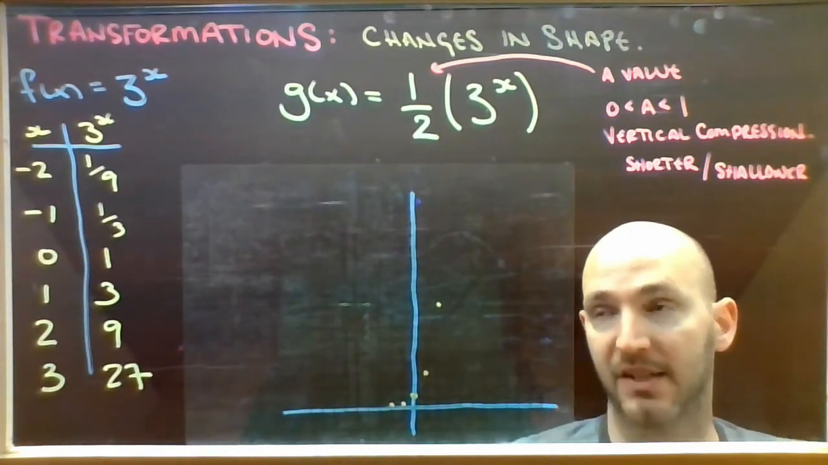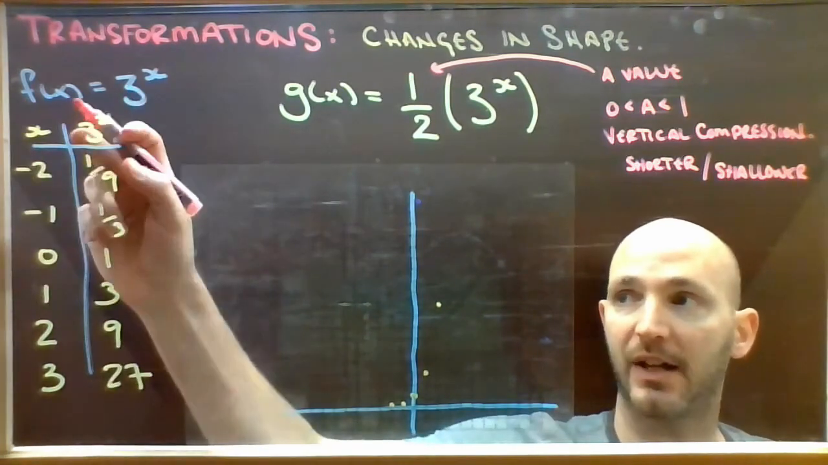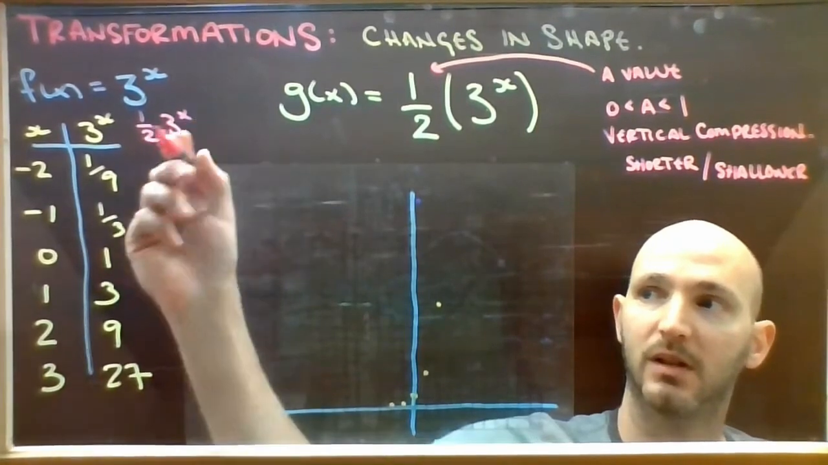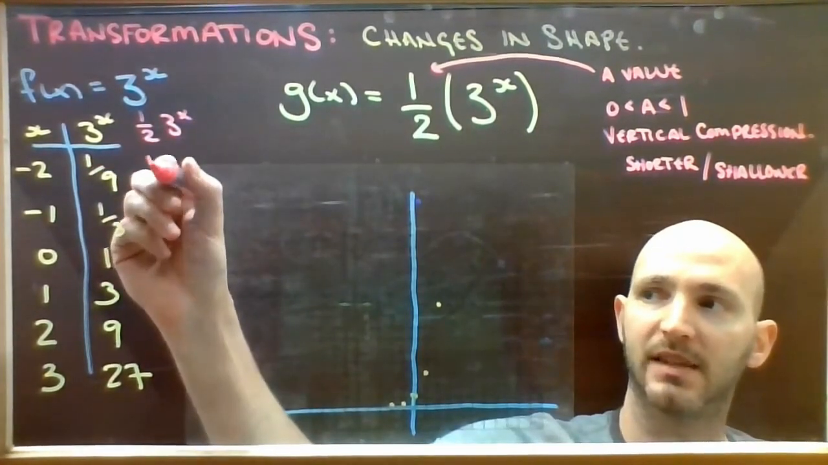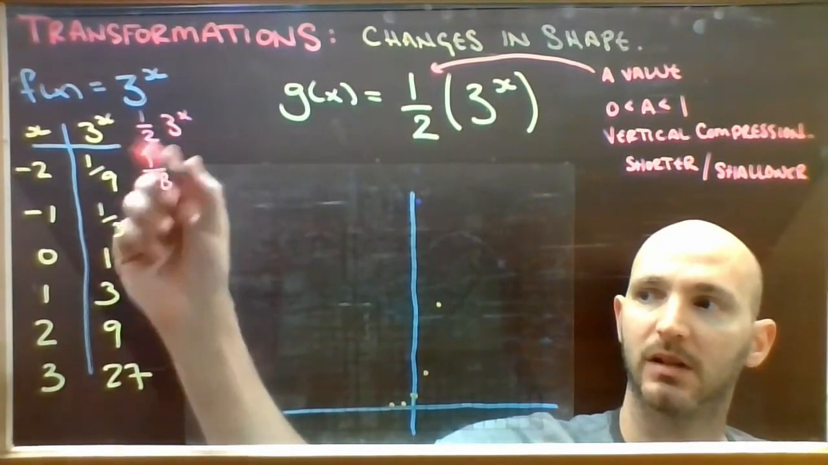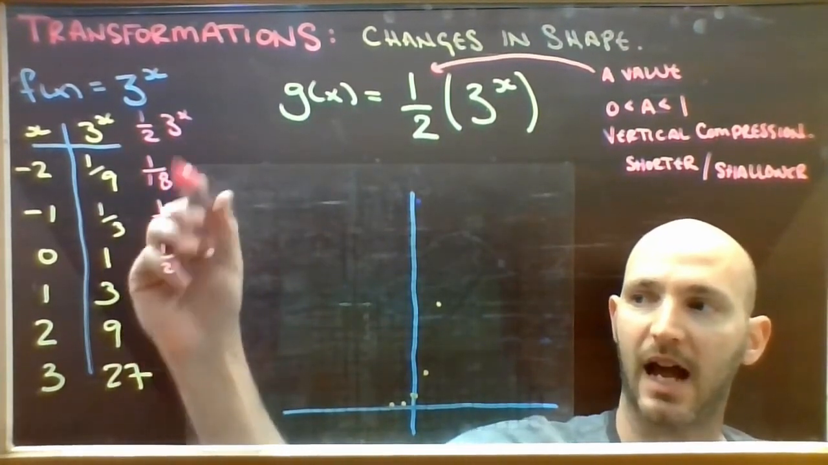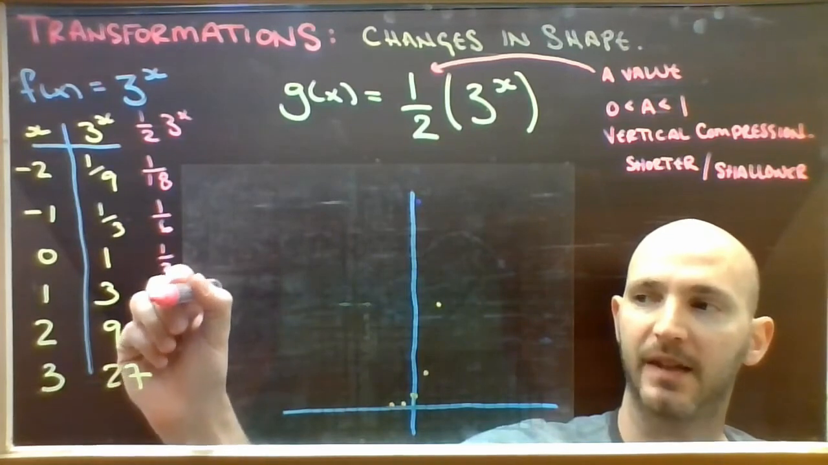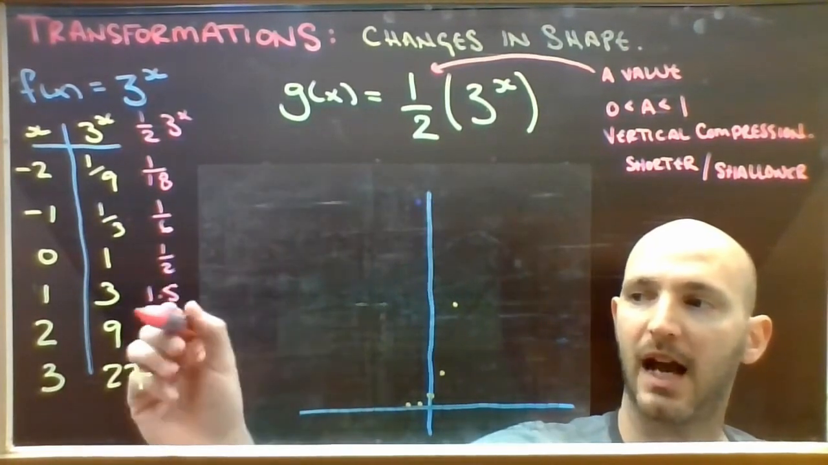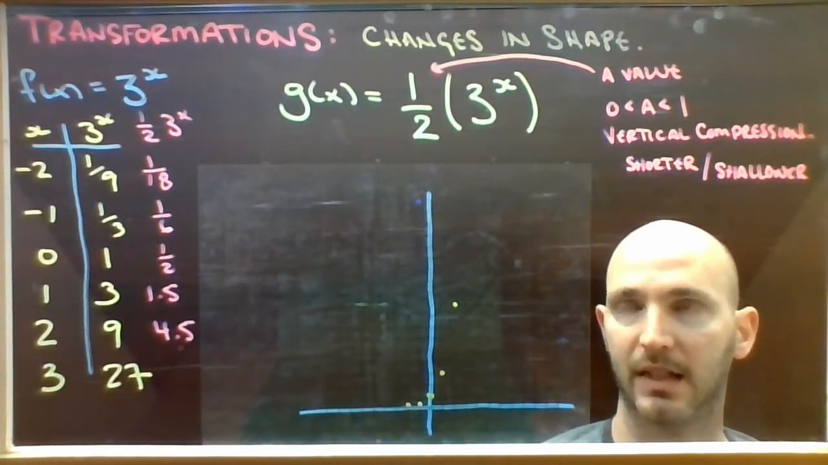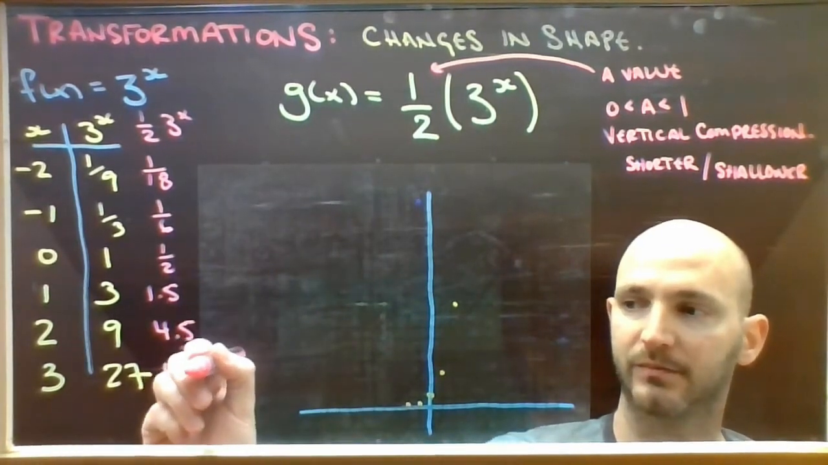So how much am I squashing it by? Well, these are the values of 3 to the exponent x, and I only want half that. So half of 1/9 is 1/18. Half of a third is a sixth. Half of 1 is a half. Half of 3 is 1.5. Half of 9 is 4.5. And half of 27 is 13.5.